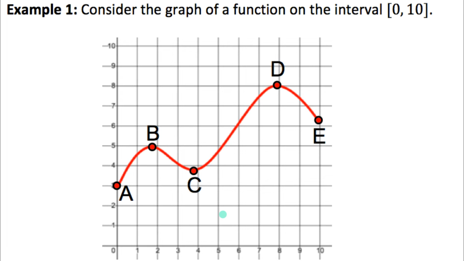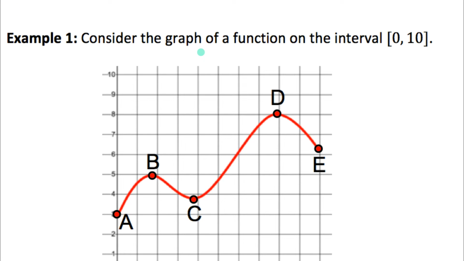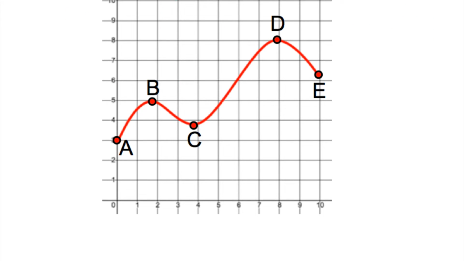So let's start by looking at a graph and finding local min and max points and absolute max or min points within the domain of this function. It says the function exists from x values between 0 and 10, including 0 and 10. Part A says identify the local max points. So find the points that are the highest within a given interval.